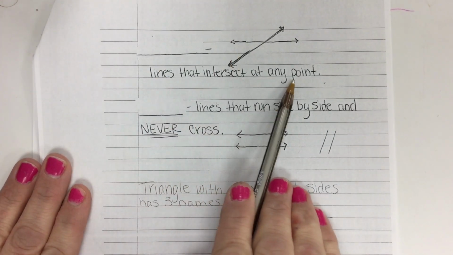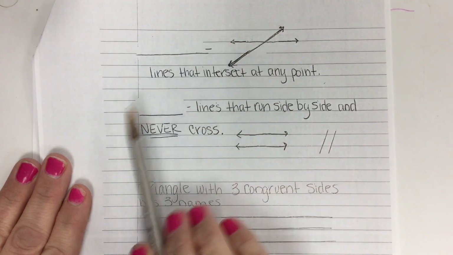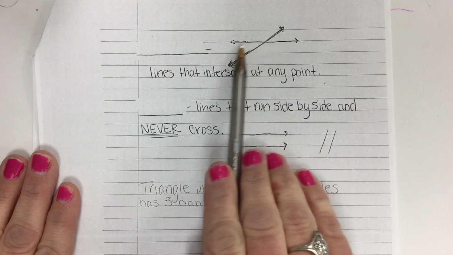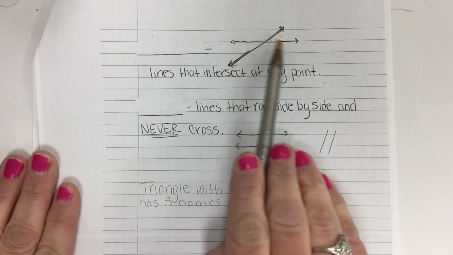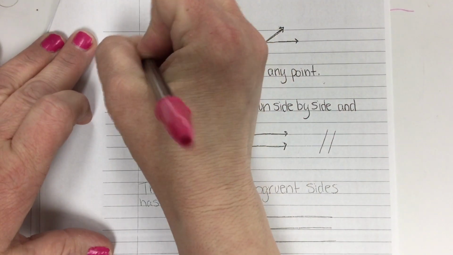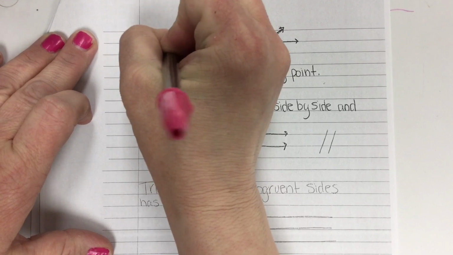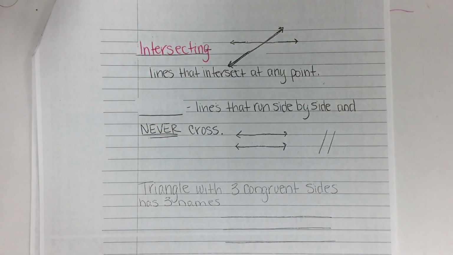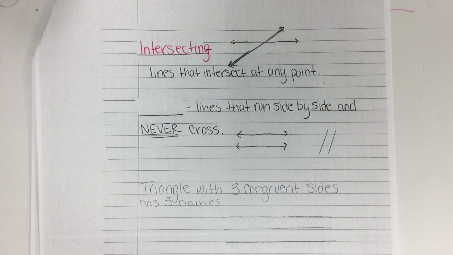Lines that intersect at any point. So it looks like this. Notice they're intersecting, they're crossing each other, but these angles are not right angles. This is just intersecting. Intersecting lines are lines that intersect at any given point.